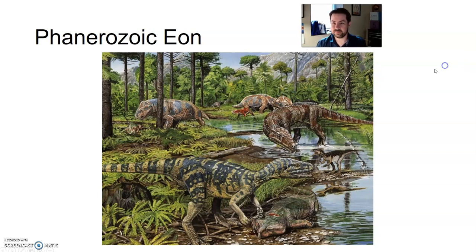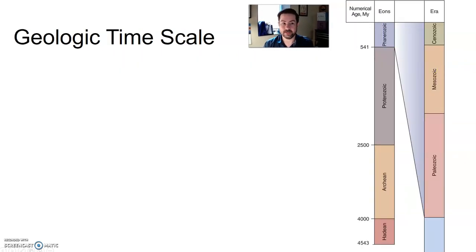Because now we're going to get into eras. So we can break down eons, specifically the Phanerozoic eon, into eras.